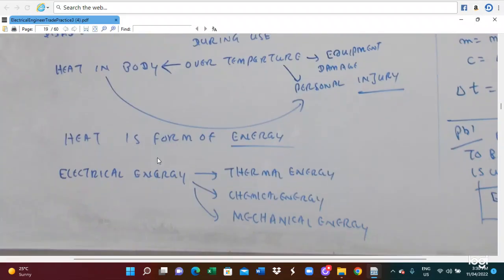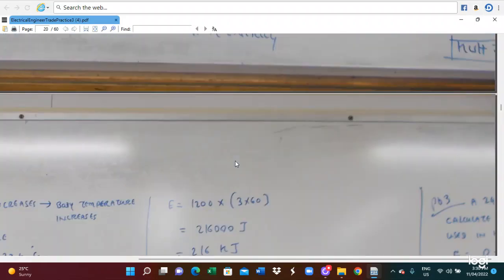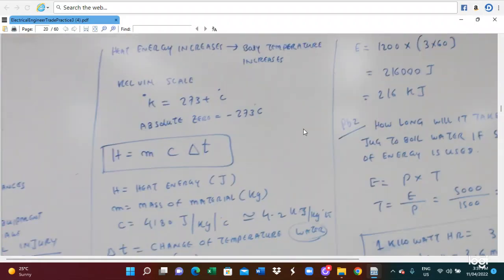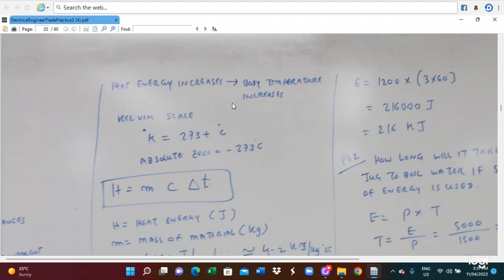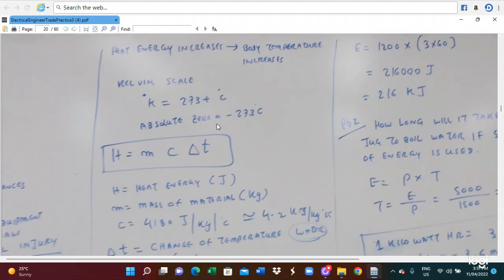So heat is a form of energy. Electrical energy can be converted to thermal energy, chemical energy and mechanical energy. As the heat energy increases, body temperature will increase. So we use the Kelvin scale. Kelvin K is 273 plus C. So absolute zero is minus 273 degrees centigrade.